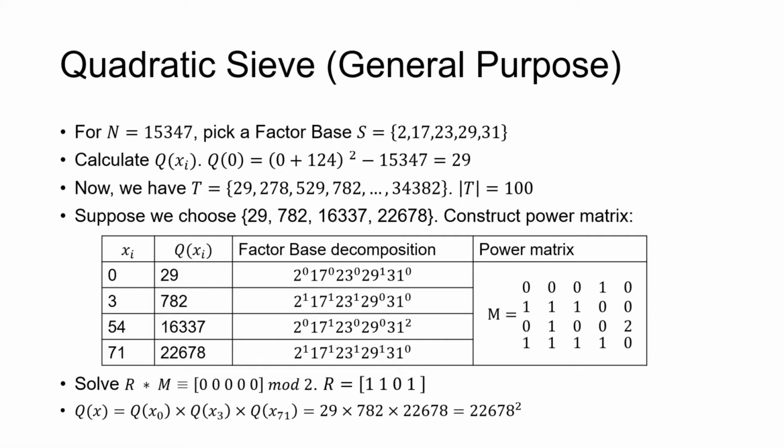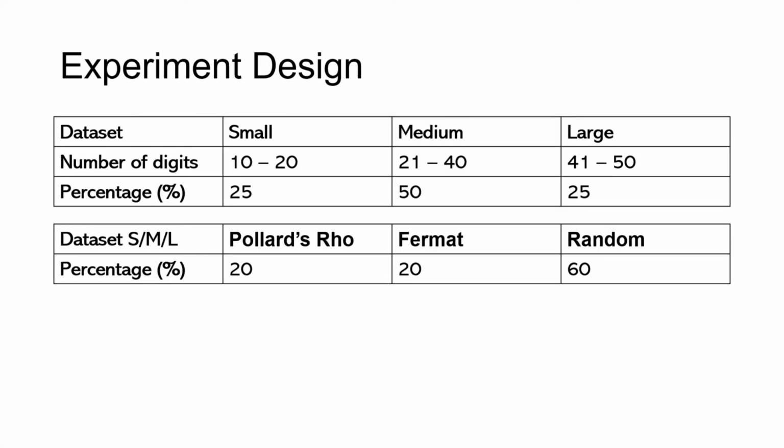Next, my teammate will describe how we design the experiment. To test the performance of each method, we generate our own dataset. The whole dataset has 3 different sizes, which are small, medium, and large. Integers in different datasets have different numbers of digits. The percentage of each dataset is shown in the first table.